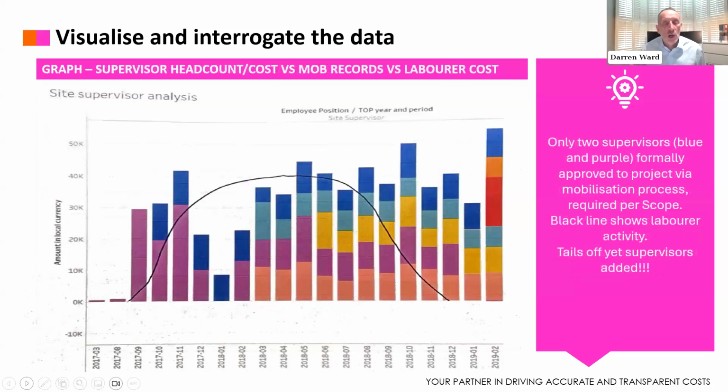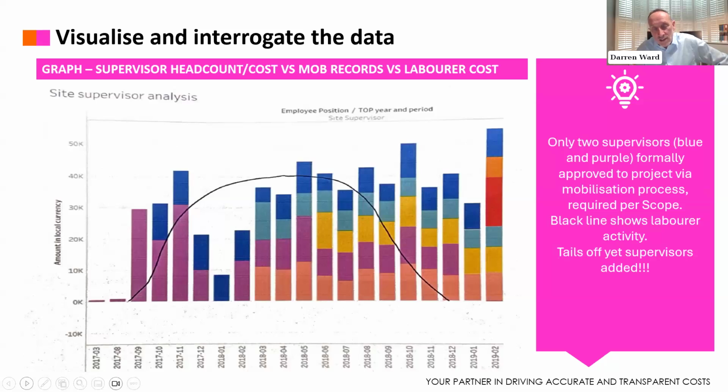Something here's a little bit more involved. We've got the columns, which are people cost relating to supervisors, each colour representing a different person. On the left-hand side, we can see purple and blue people. These were the 2 supervisors who, on this project, were mobilised. The black line shows a flow of labour cost.